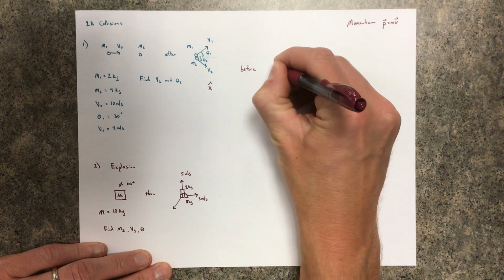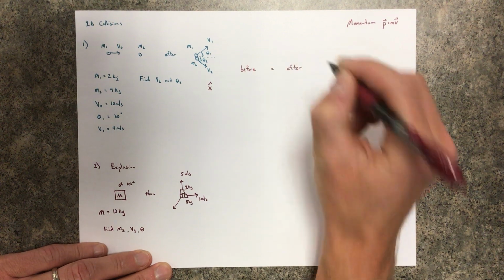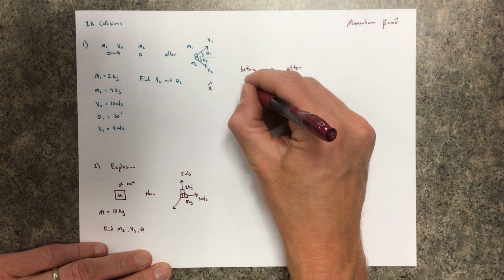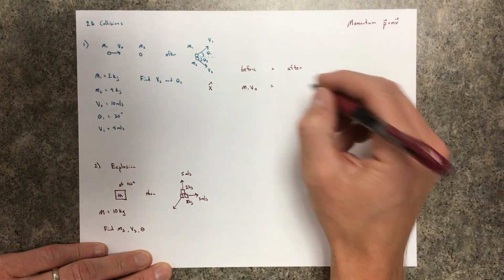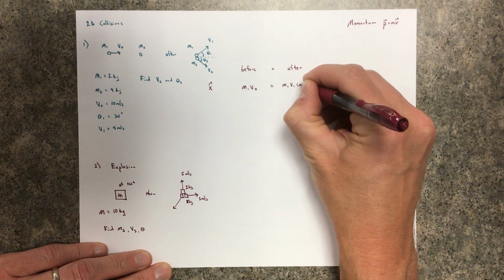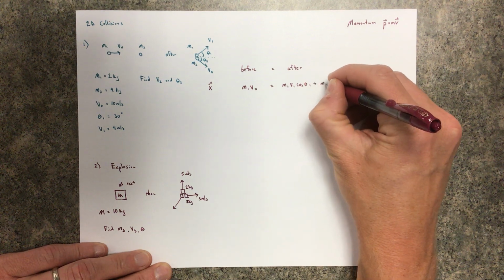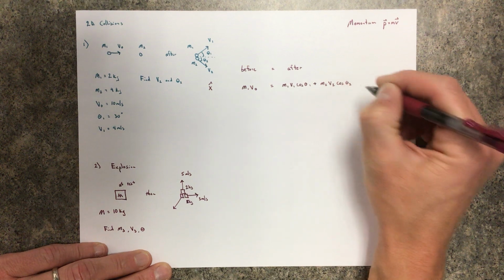Okay, so in the x direction, originally, really what we're doing is what we always do, we're going to conserve. So the momentum before equals the momentum afterwards. The original x momentum is just m1 v0, nothing else. Afterwards, I have m1 v1 cosine theta 1 plus m2 v2 cosine theta 2.